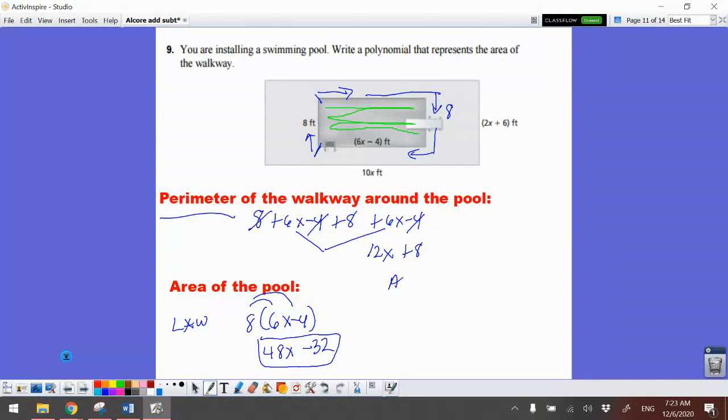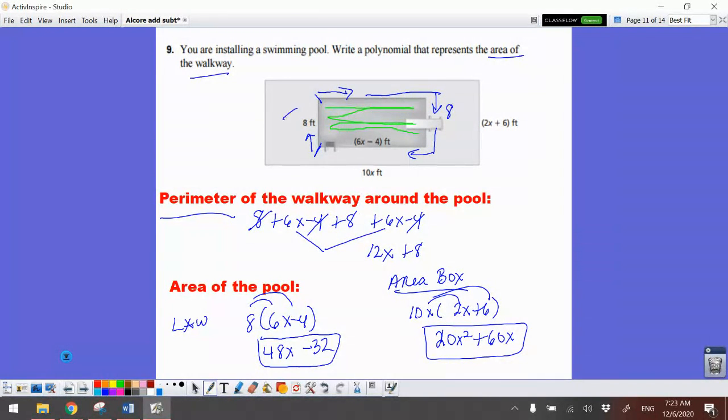Okay, let's do the area of the big box. Okay, so all the way around. Well, that is 10x times 2x plus 6. So let's distribute. That would be 20x squared plus 60x. Okay, so if I needed the area of the walkway, which is this area here, how would I get that? It's like the area of the light gray area.